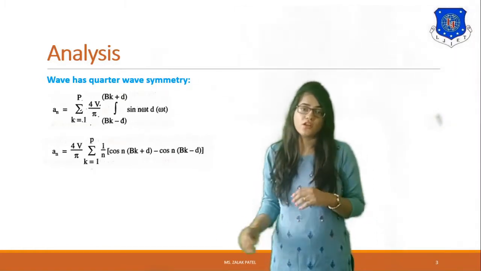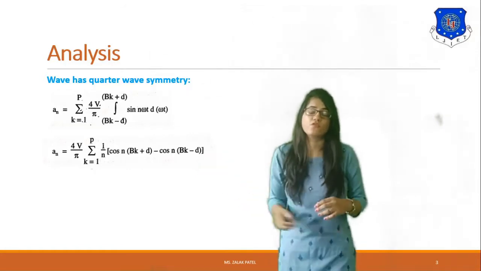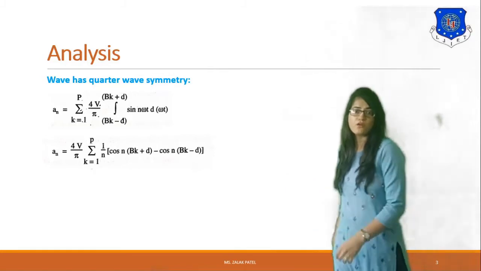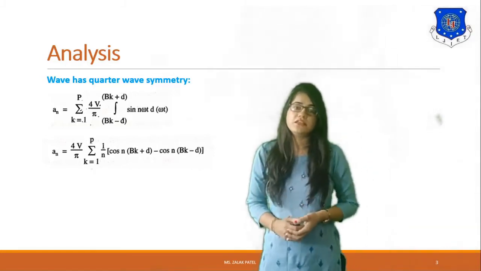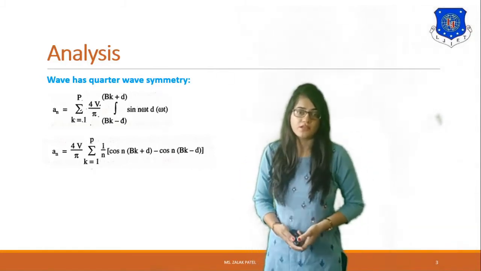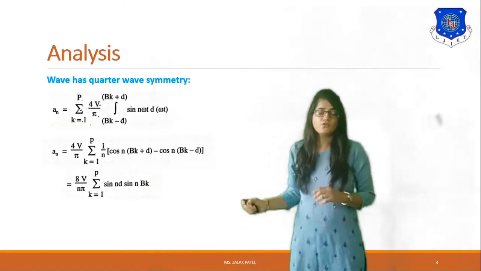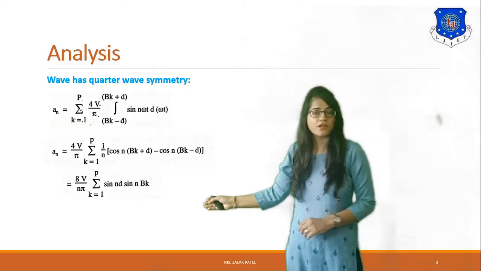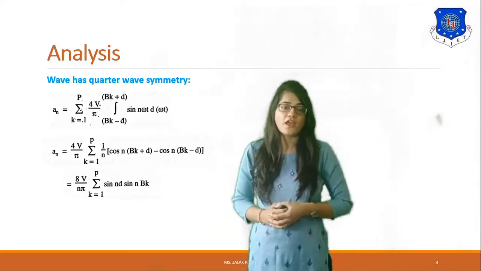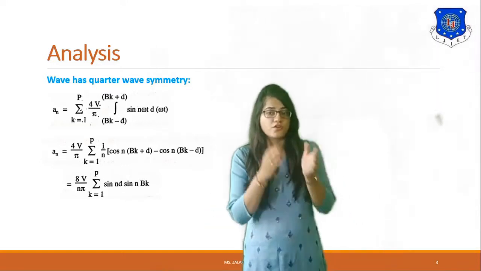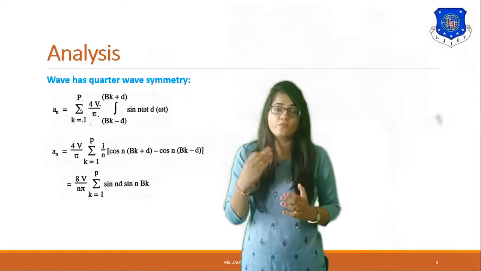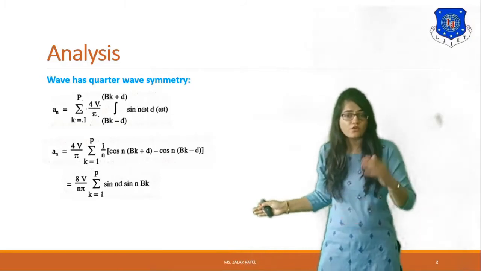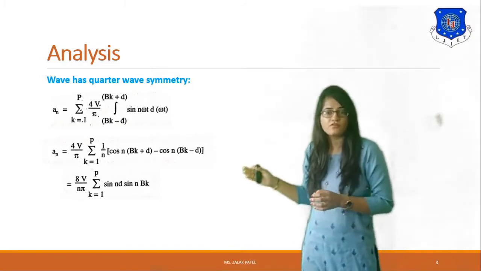If we put all the limits, the equation will be like this: 4d upon pi summation of k equal to 1 to p of cos of n(bk plus d) minus cos of n(bk minus d). By doing this summation and simplification, we get the final statement like 8b upon n pi sigma of k equal to 1 to p. Here 1 to p means p number of harmonics are there. So from k equal to 1 to p, sine of n d into sine of n bk.